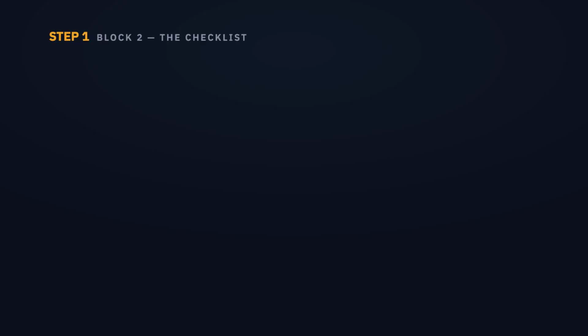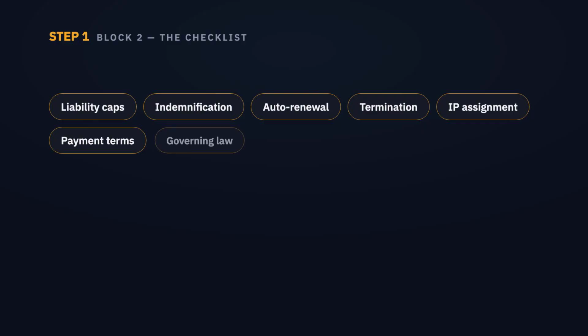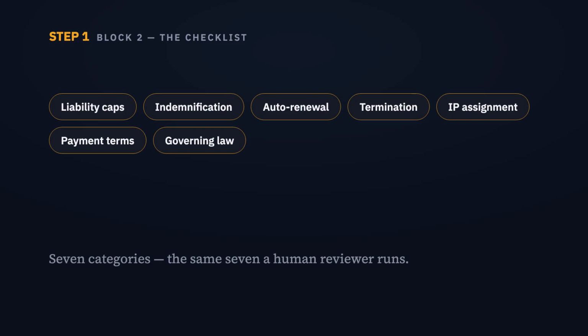Second block, the checklist. We tell it exactly what to hunt. Liability caps, indemnification, auto-renewal traps, termination asymmetry, IP assignment, payment terms, governing law. 7 categories, the same 7 a human reviewer runs.